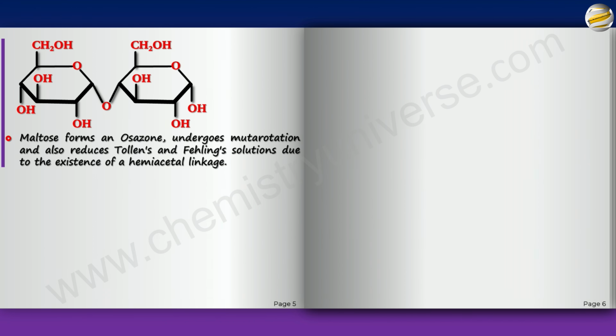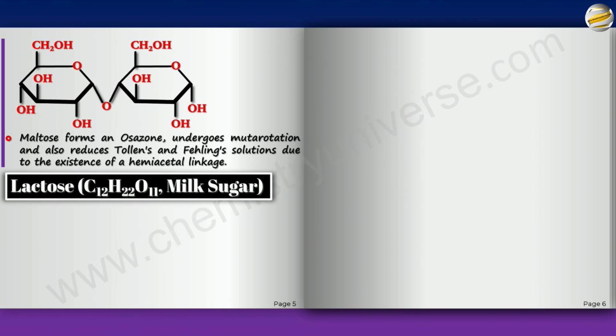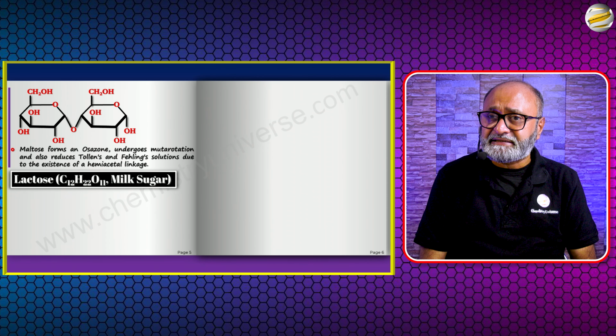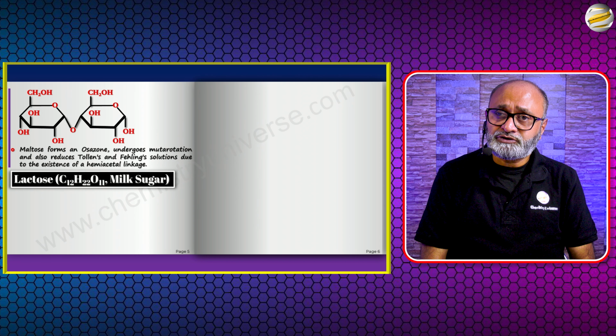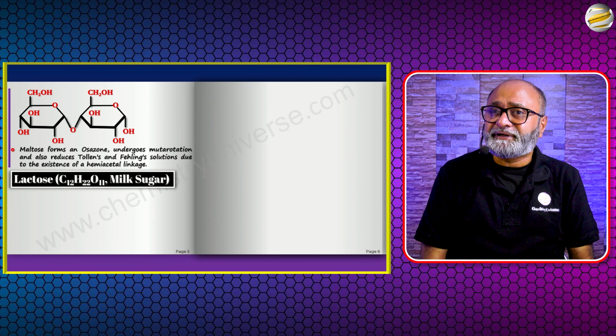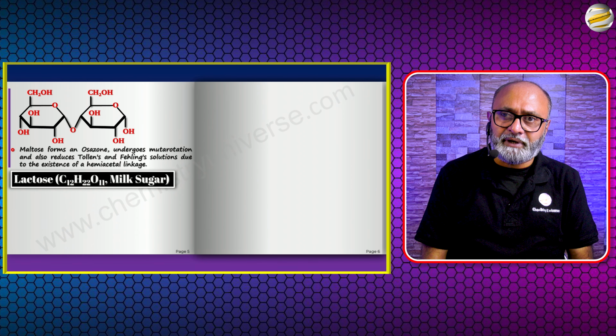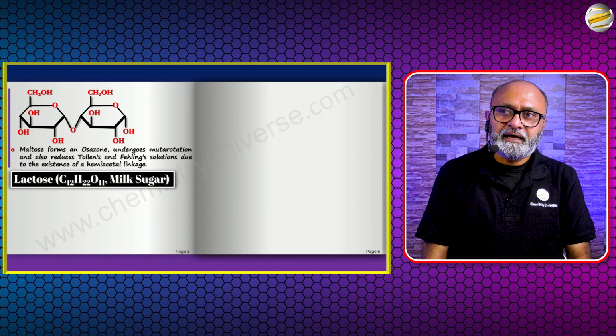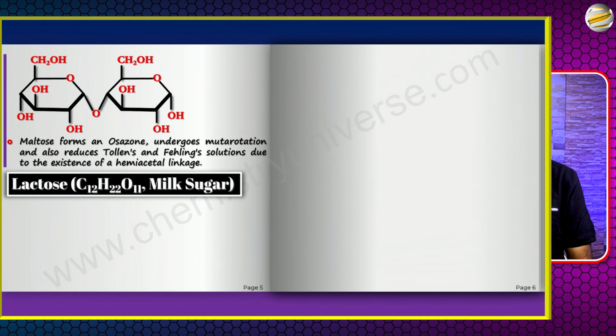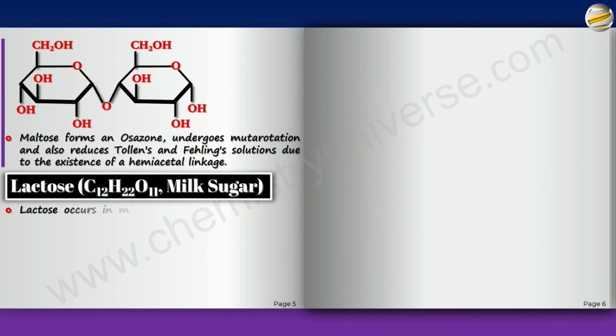And the third one that we're going to do is lactose, found in milk sugar. So remember, milk also is kind of sweet. You don't find it sweet as such because the lactose that you have is, first of all, not that much in amount, but sufficient to give you a little bit of a sweet taste. And lactose by itself is not as sweet as glucose would be. So lactose occurs in milk, and that is why it is called milk sugar.